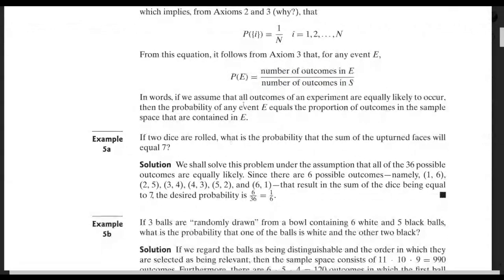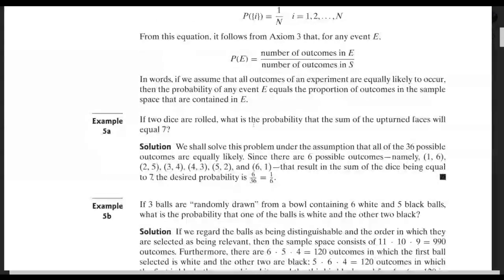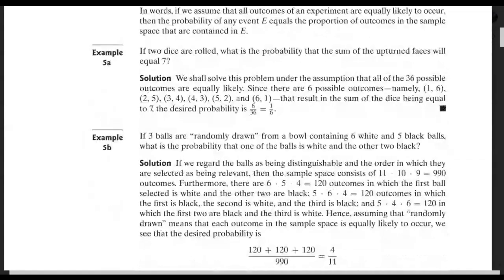In words, if we assume that all outcomes of an experiment are equally likely to occur, then the probability of any event E equals the proportion of outcomes in the sample space that are contained in E. Let's see example 5.8.